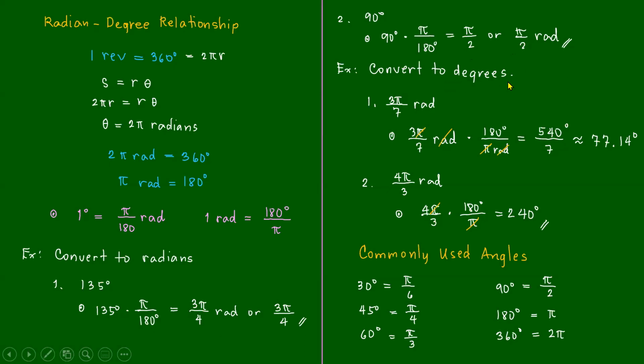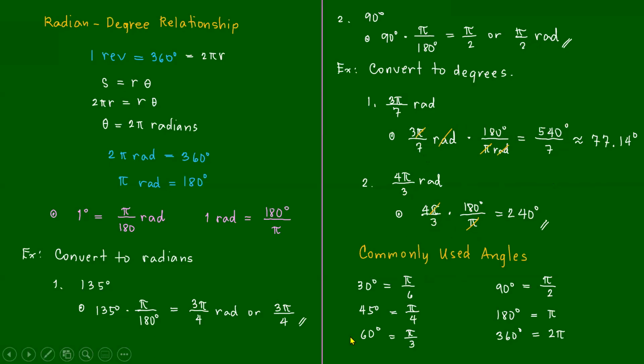What about conversion to degrees, from radian to degree measure? So 3 pi over 7 radians. That is equal to 540 degrees over 7, and that is approximately 77.44 degrees. We multiply by 180 degrees over pi, pi is cancelled. So 3 pi over 7 times 180, 540 over 7. What about 4 pi over 3 radians? So 4 pi over 3 times 180 degrees over pi, pi is cancelled. So 4 times 180 over 3, that is 240 degrees.